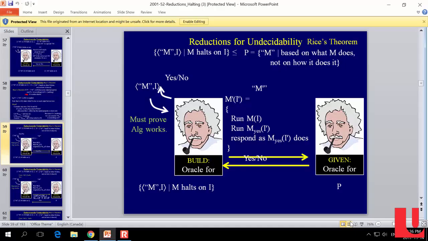Yes? Can you give something where you can't use Rice's theorem? What would you do then? Well, if the input isn't just a Turing machine, but the input is a Turing machine and a happy face, then Rice's theorem doesn't apply. All right? But any other questions about Rice's theorem?